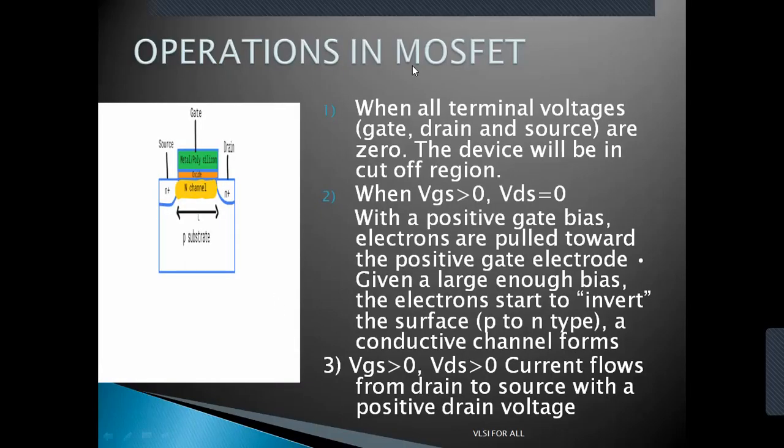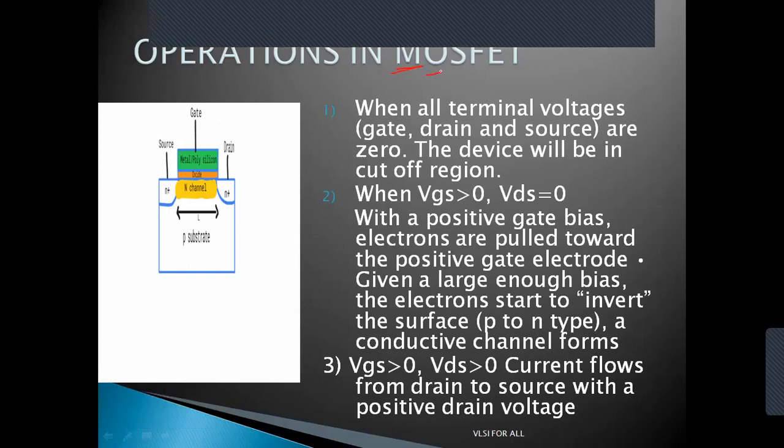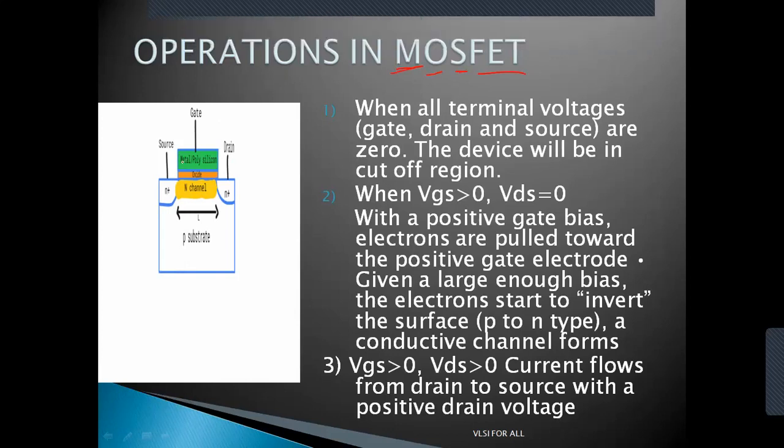What is MOSFET? MOSFET is basically a metal oxide semiconductor field effect transistor. M stands for the metal, O stands for the oxide, and S stands for the semiconductor. FET is field effect transistor. Metal is deposited in this region and oxide in between the semiconductor and metal. So overall, this is called metal oxide semiconductor field effect transistor.